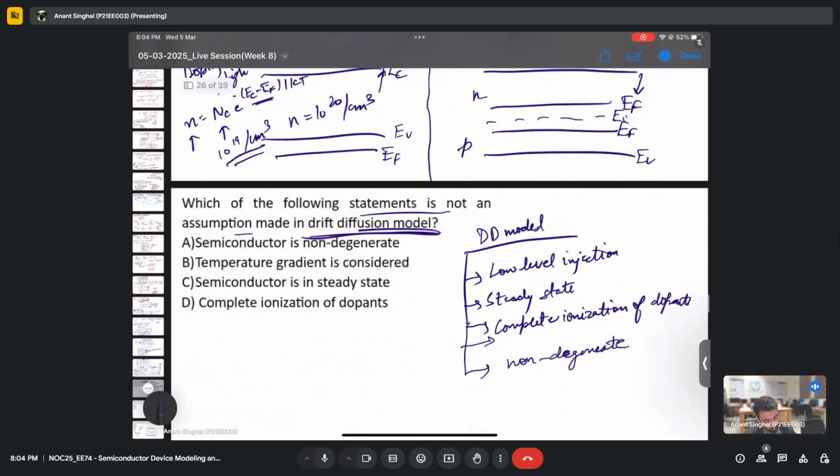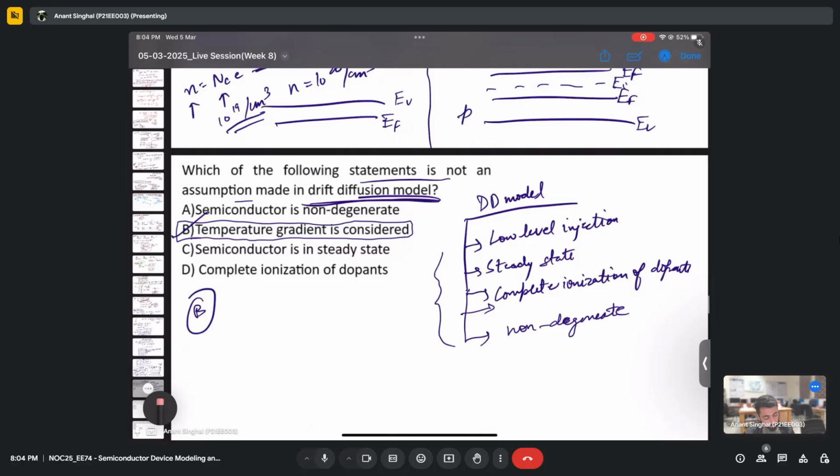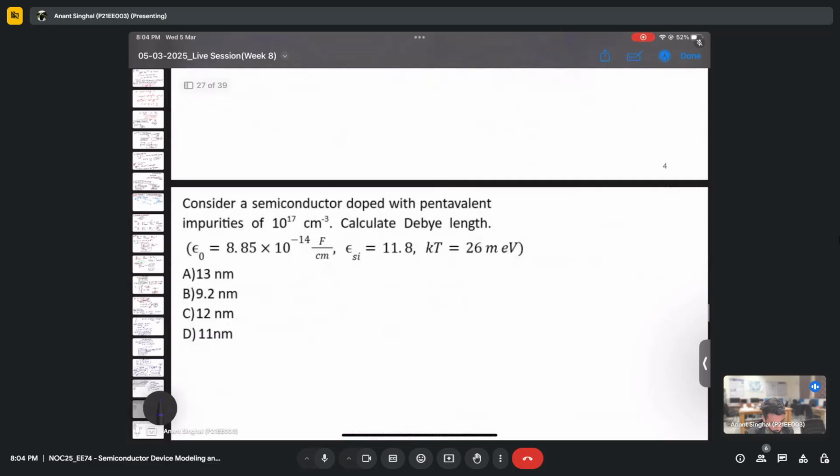These are the few assumptions that are made, and the assumption that is not made is that a temperature gradient is considered. There is no temperature gradient. The temperature remains the same throughout the device. So for this, the correct answer will be B. We'll see all the cases for these three, the derivation of the drift diffusion equations for the different cases that we assume, later. But let's see some problems first.